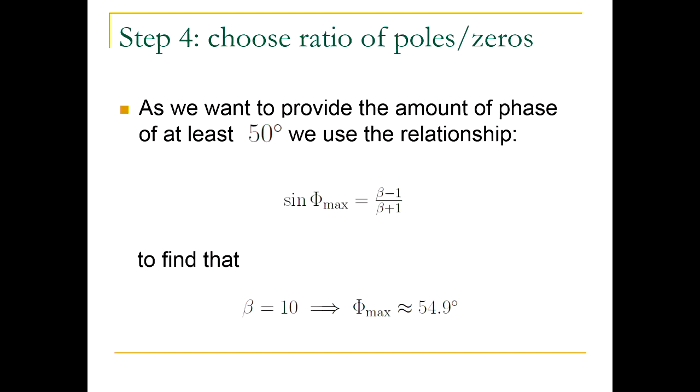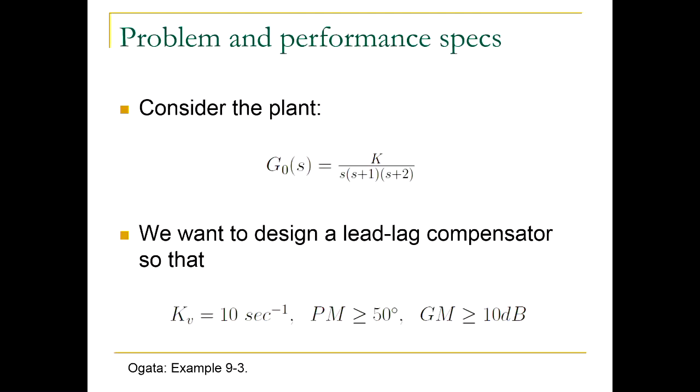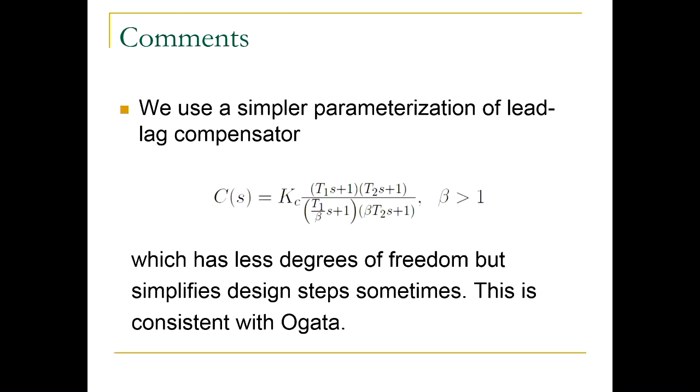And then, as we need to provide an amount of phase of at least 50 degrees, we will use this relationship to calculate now beta. Beta comes from the parametrization of the compensator. I just want to remind you, I'm using these parameterizations. So I picked T2.